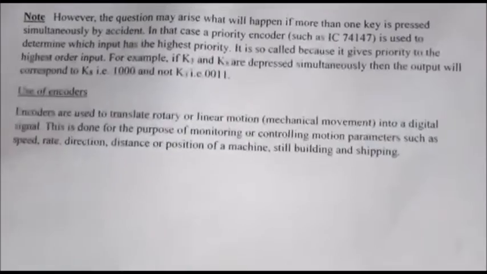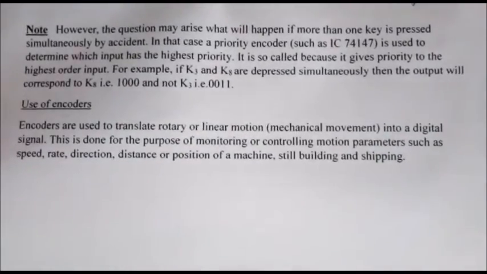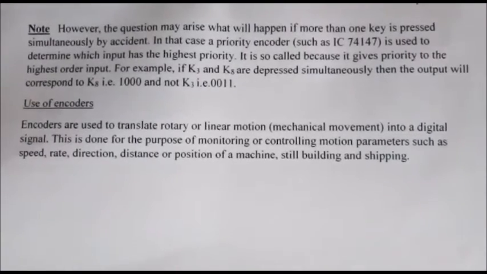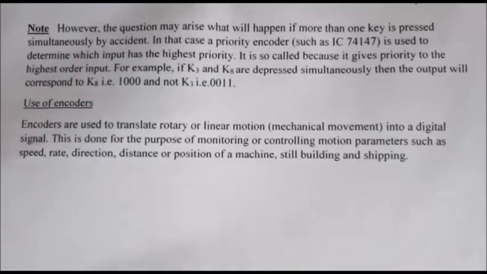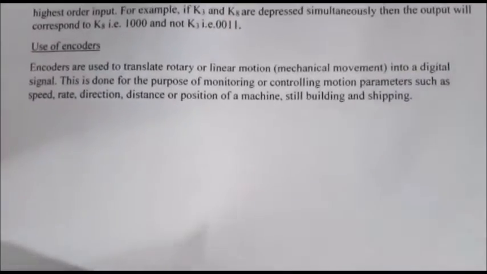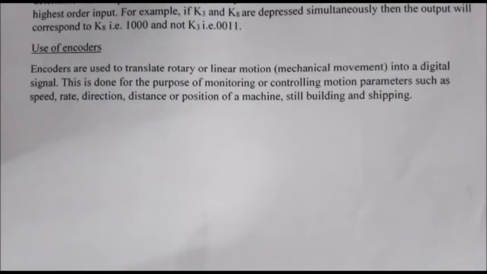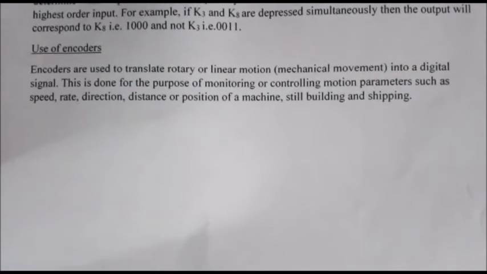So one difference you will find here is that in the case of a priority encoder, ICs are used. In simple encoders, we can use diodes for the formation of electronic circuits. Now let us discuss the use of encoders. Encoders are used to translate rotary or linear motion, that is mechanical movement, into a digital signal. This is done for the purpose of monitoring or controlling motion parameters such as speed, rate, direction, distance, or position of a machine.